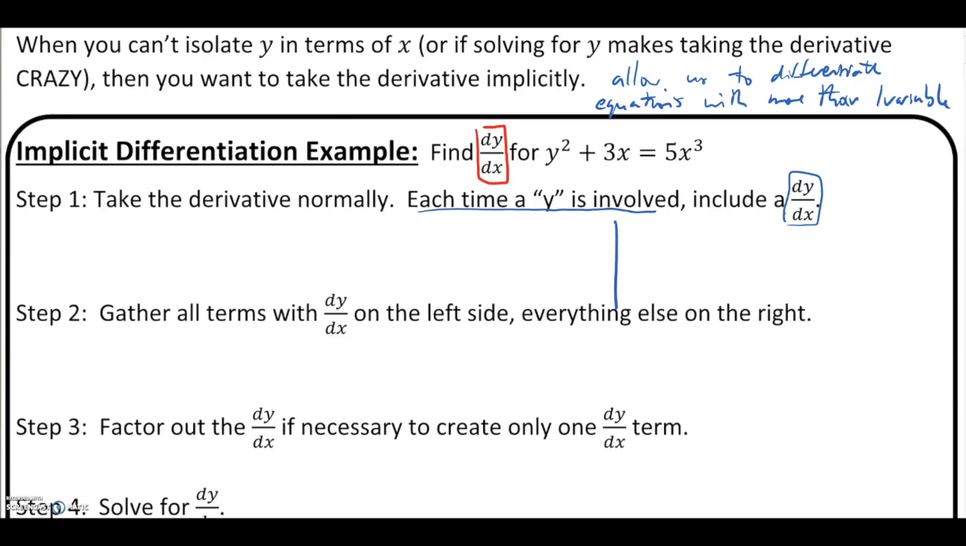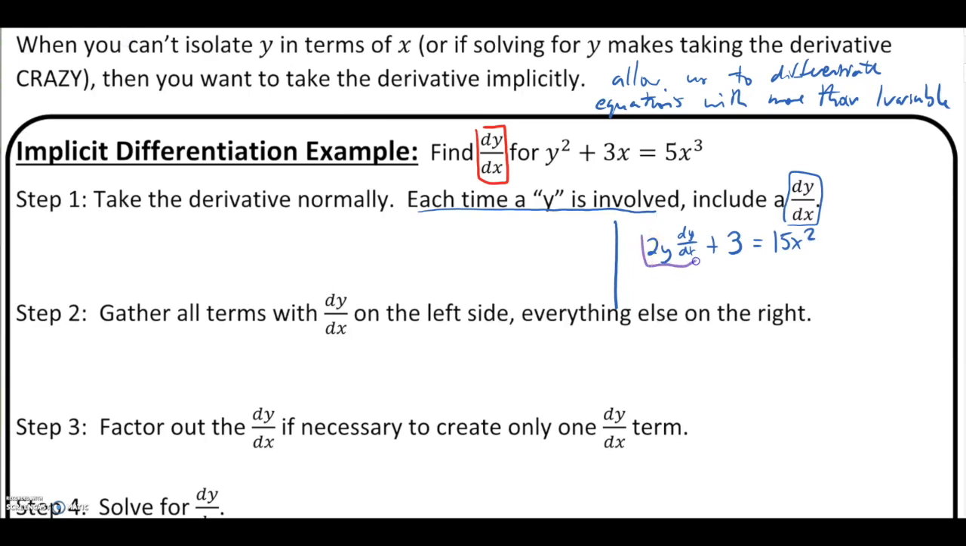So y squared, if we just applied power rule, we would assume its derivative would be 2y. But this direction said to add a dy dx with that. Plus 3x, well that's already a function of our independent variable, so we don't have to tack anything extra. Derivative of 3x is just 3. And differentiating the other side, 5x cubed becomes 15x squared.